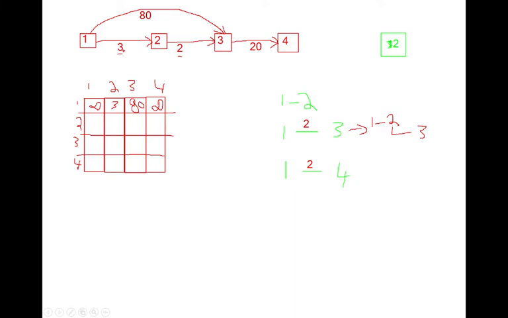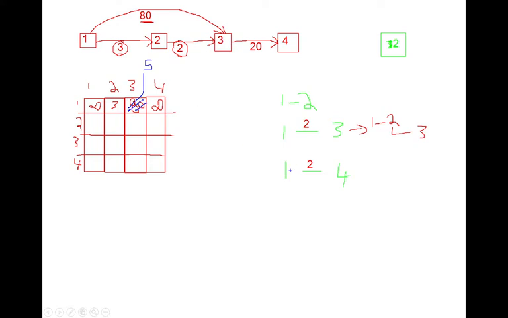So if we see, overall we have covered this distance, overall distance 3 plus 2, which is 5. And if you see here, this 5 is less than 80. So what we will do, we will replace this 80 with what? With 5, right? Because the direct distance is much more as compared to the indirect distance, which goes through 2.